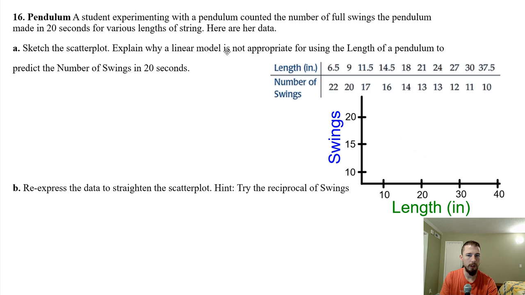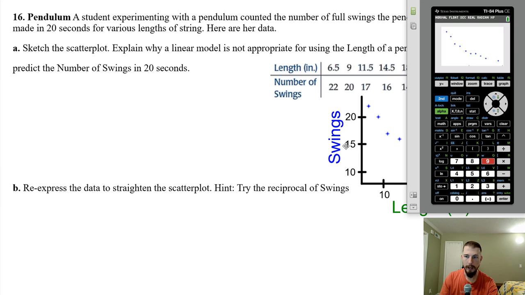Explain why the linear model is not appropriate. Okay, it's curving down, so it's not appropriate. If we looked at the residual plot, it would show curvature as well. So I think that's pretty clear. Re-express the data to straighten out the scatter plot, try the reciprocal of the swings. So that's what we're going to do.